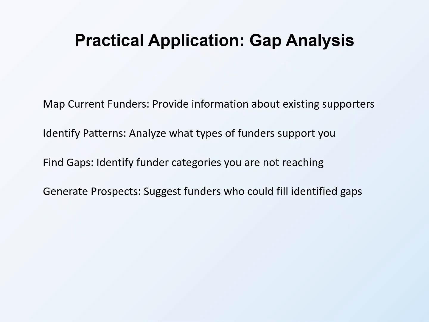Gap analysis uses AI to improve your funder diversification strategy. Mapping current funders involves providing the AI with information about your existing supporters. List your current foundation funders, their giving levels, their focus areas, and how long they have supported you. This baseline enables gap analysis.